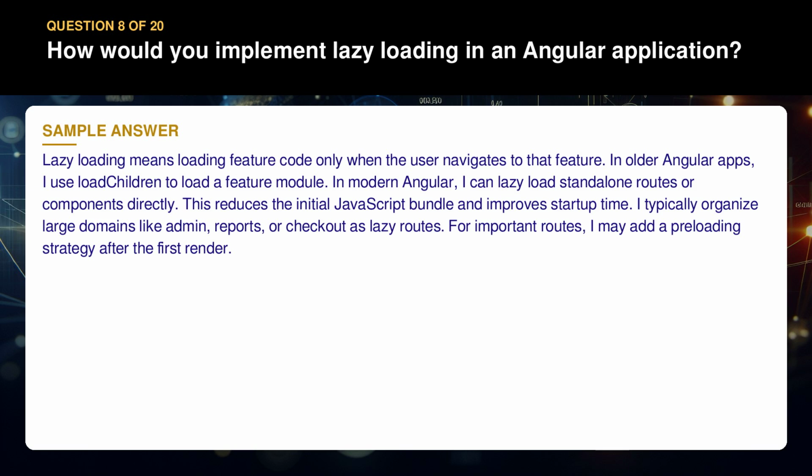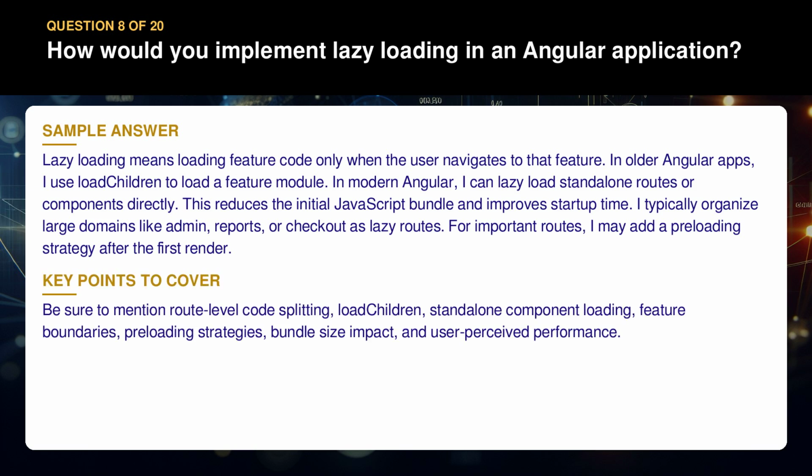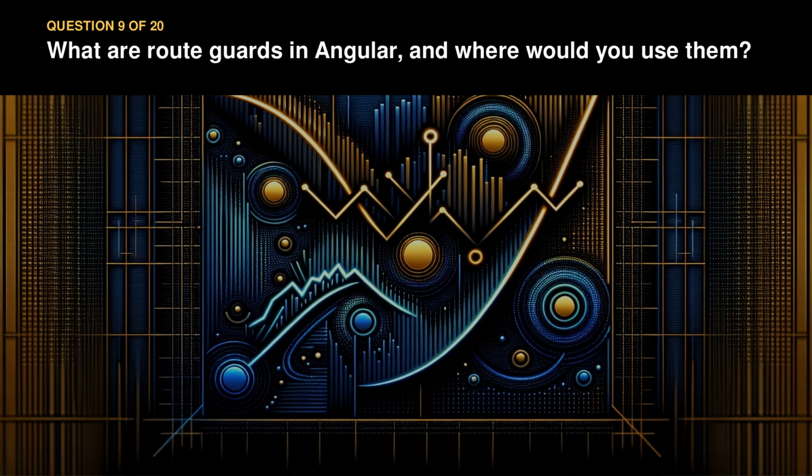This reduces the initial JavaScript bundle and improves startup time. I typically organize large domains like admin, reports, or checkout as lazy routes. For important routes, I may add a preloading strategy after the first render. Be sure to mention route-level code splitting, loadChildren, standalone component loading, feature boundaries, preloading strategies, bundle size impact, and user-perceived performance.